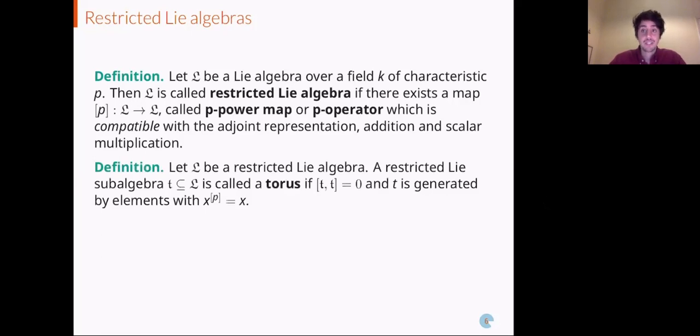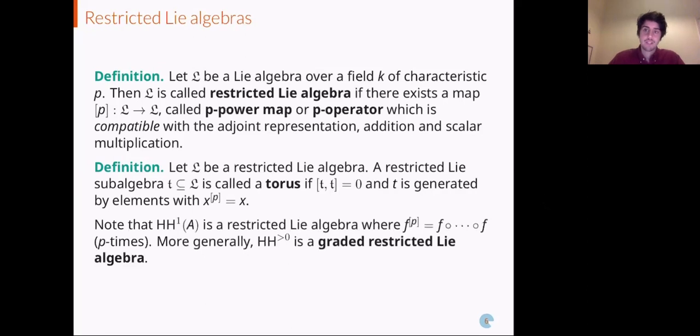And well, also in this context, there is a very important notion, which is the notion of a torus, which is just a restricted Lie subalgebra, which is abelian and which is generated by the so-called p-idempotent elements, that are elements such that x to the p is equal to x. And the reason we are giving this definition is that HH1 is actually a restricted Lie algebra, and it is very simple to define the p-power map. If we have a derivation f, then f to the p is just defined to be f composed with itself p times. And more generally, the whole positive part of Hochschild cohomology is a graded restricted Lie algebra, although in this case it's a bit harder to define the p-power map.